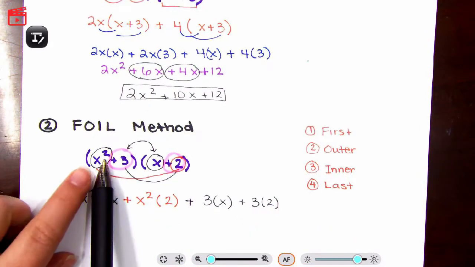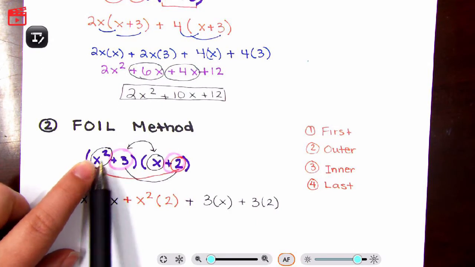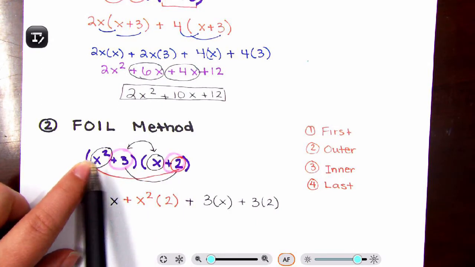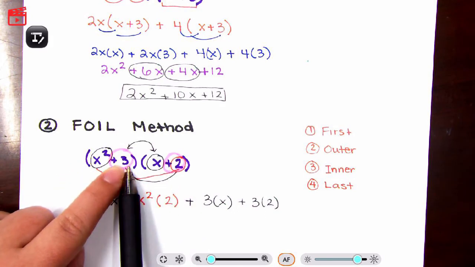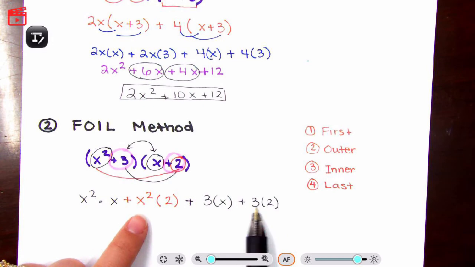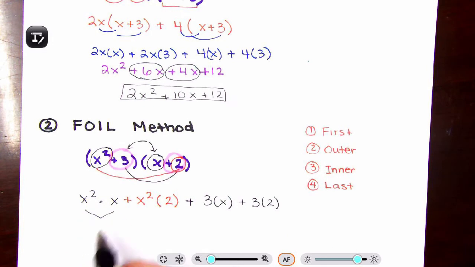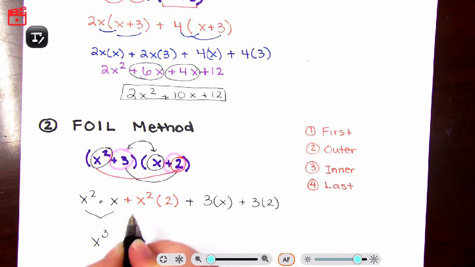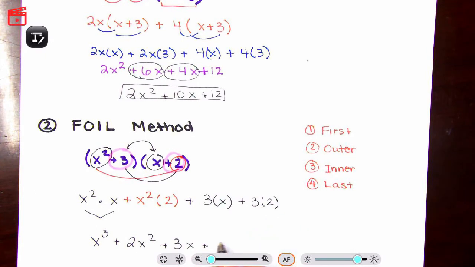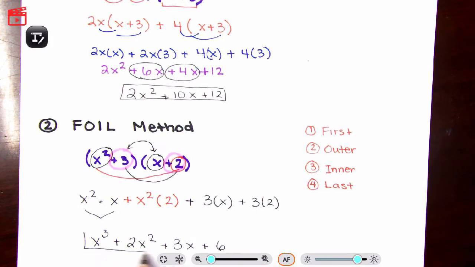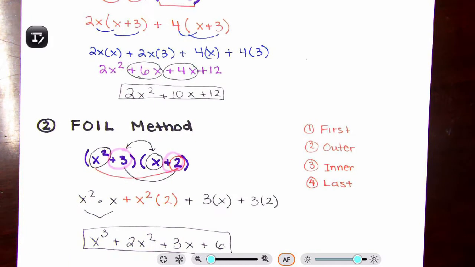Basically, it's kind of like the distributive property. x squared is being multiplied to this x and also being multiplied to 2. 3 is being multiplied to this x and it's also being multiplied to 2. And you can kind of see that here. Combining like terms, I have x squared times x, that is x cubed, plus 2 times x squared, that is just 2x squared. Here I have just a 3x, and here I have a 3 times 2, which is 6. Here's my answer.